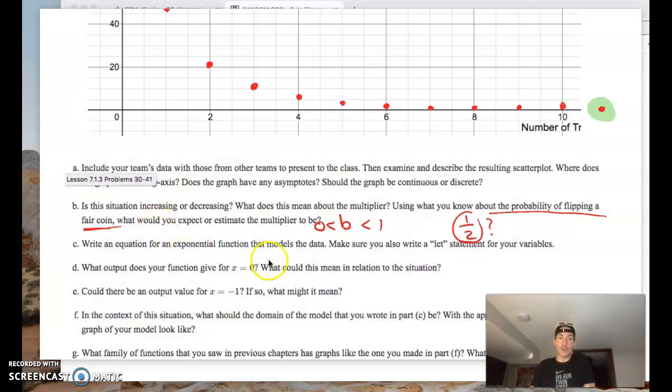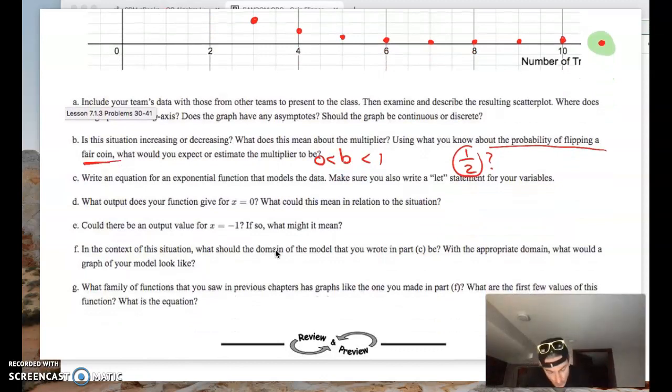Then it says write an equation for an exponential function that models the data. And the key is it models. It's not going to be perfect. Make sure you also write a let statement for our variables. Well, we can go ahead and write y equals 100, because we started with 100 coins, times 1/2 to the x power. I'm not going to write my let statement because I don't have a ton of room here, but I'm going to let x be the number of random.org flips, and I'm going to let y be the number of heads remaining that we have.